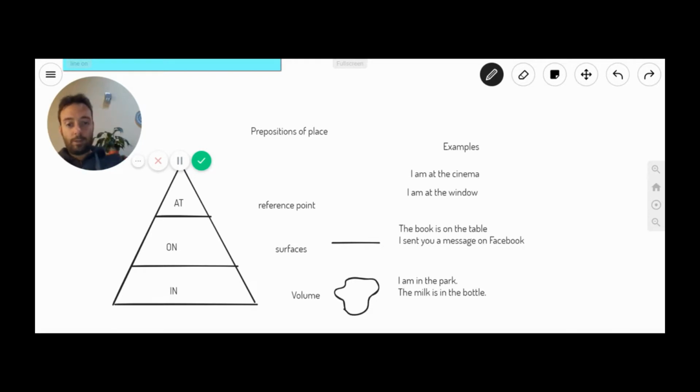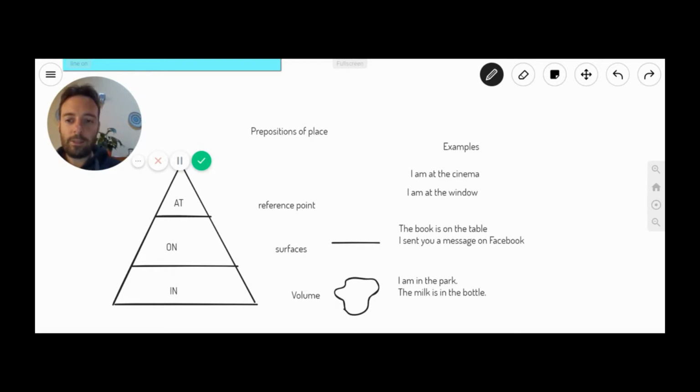And this works as well for walls. For example, you can see the plate is on the wall. And we also think about this for TV, computers, all of those things. So I sent you a message on Facebook, because it's the surface of the screen we think about.